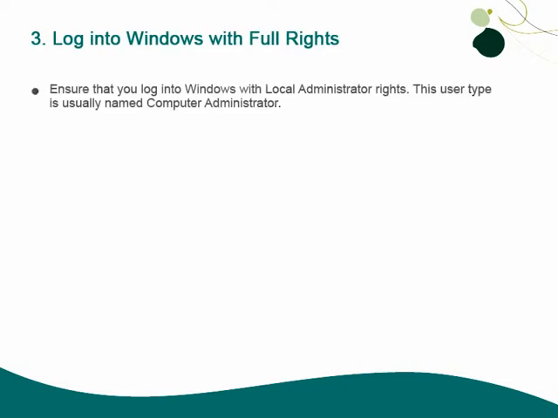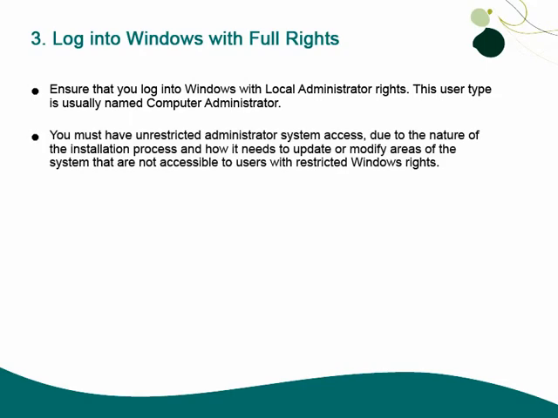After rebooting, the next step you should take is ensuring that you log into Windows with local administrator rights. This user type is often named computer administrator in Windows. You must have unrestricted administrator access when installing Peachtree. This is due to the nature of the installation process and how it needs to update and possibly modify areas of the system that are not accessible to users with restricted Windows rights.